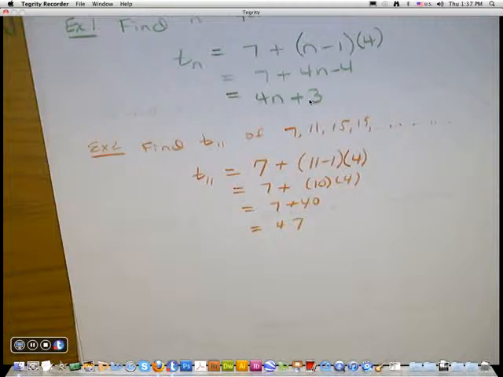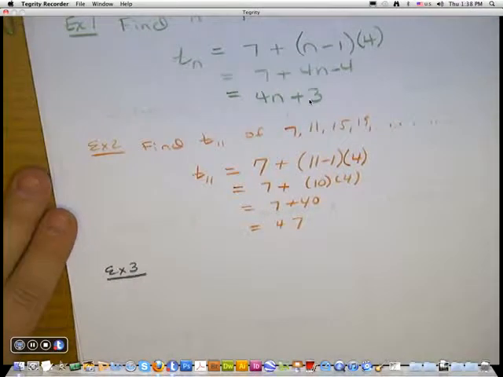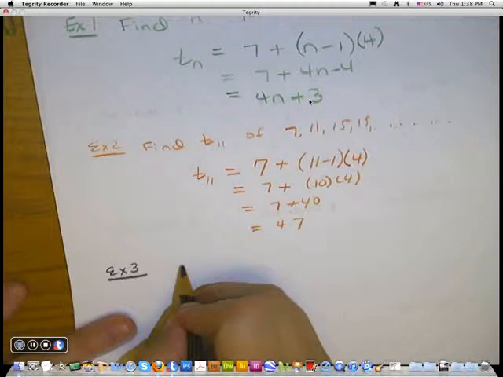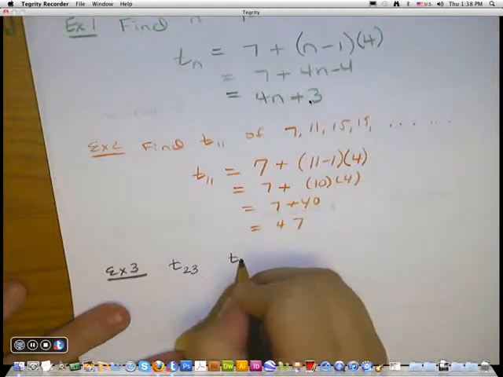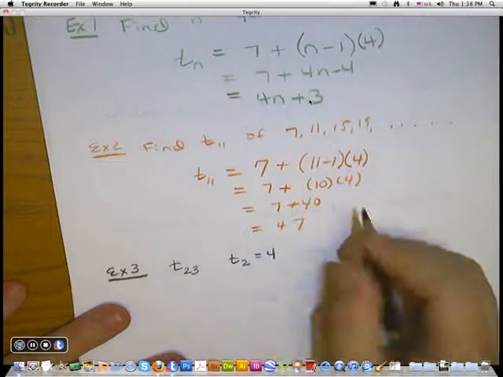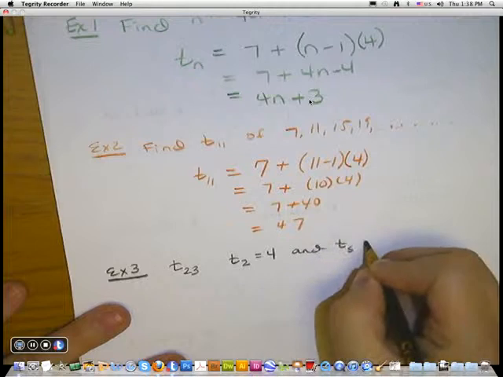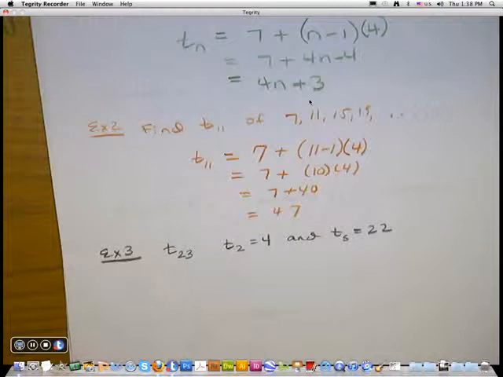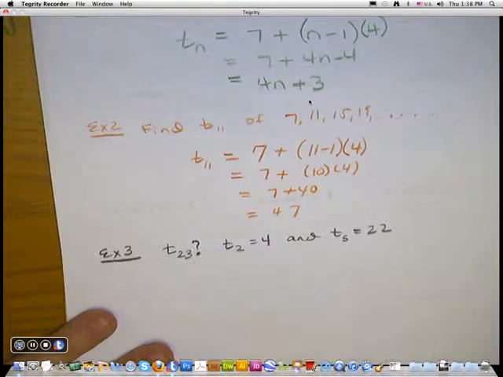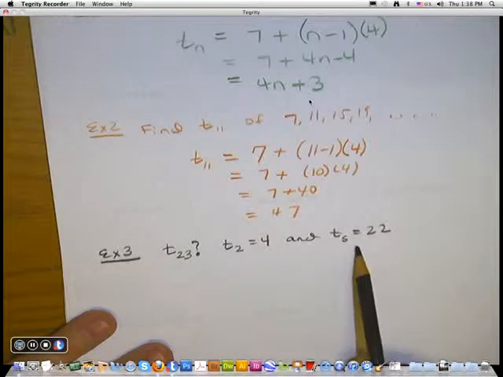Okay, examples 3 and 4 are alike because it's a little tricky. But once you see it, you get it down pretty well. What we're going to do is ask you to find a term, but we're not going to give you the first term or the sequence. All we give you are 2 other terms in the sequence. So what is the 23rd term if you know the second one is 4 and the 5th one is 22?